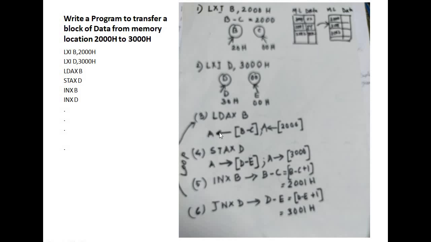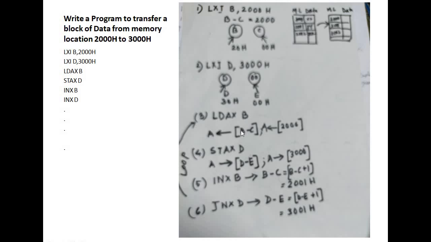So the accumulator now contains data XX. Now again, if I write STAX D, what memory location is indicated by the DE pair? 3000. I will initialize the DE pair with 3000. As soon as I write STAX D, this 3000 data will act as the address. So the DE pair is indicating memory location 3000.